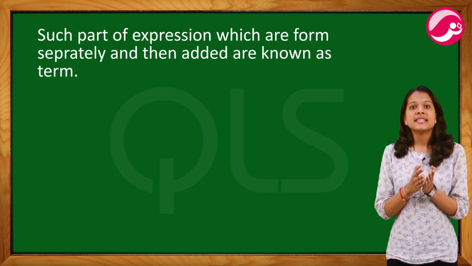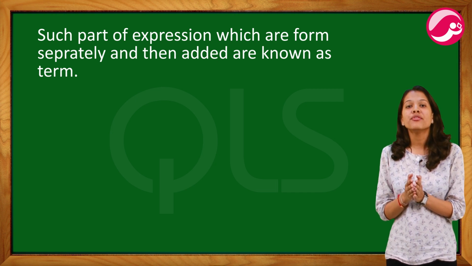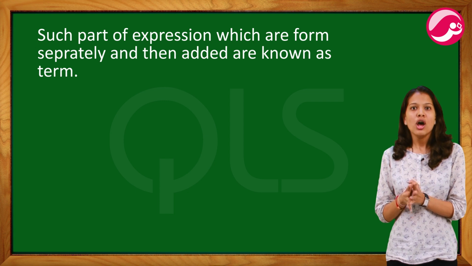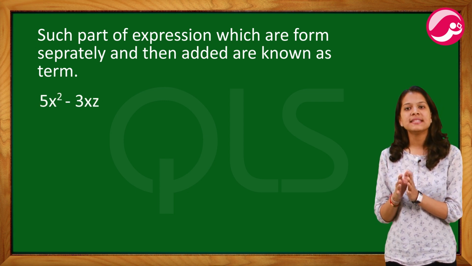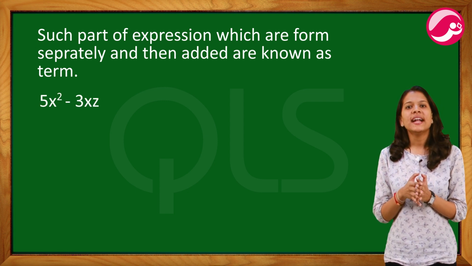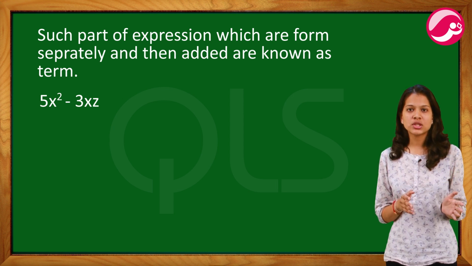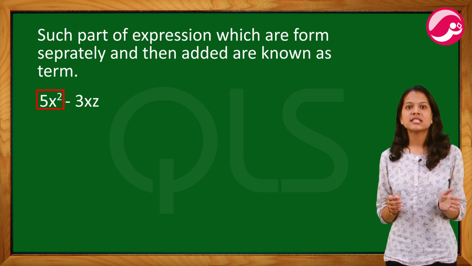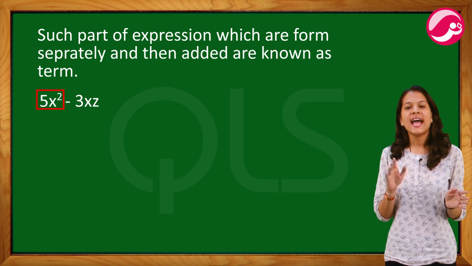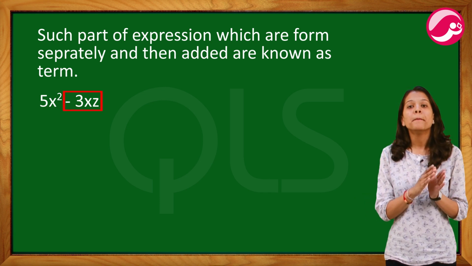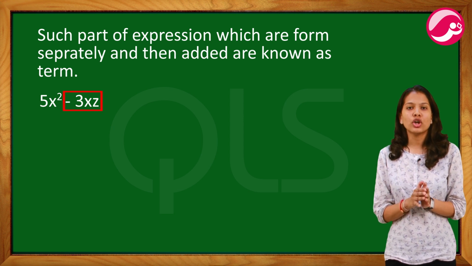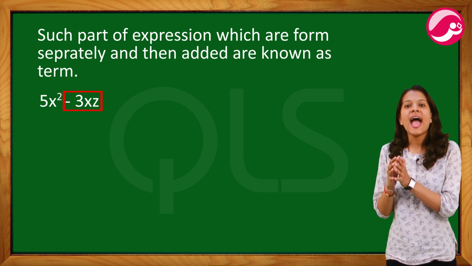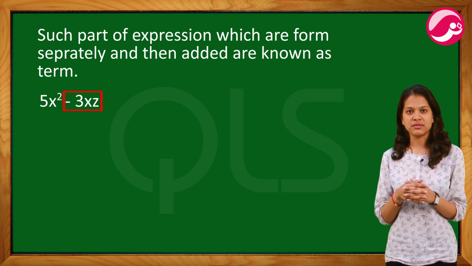Such parts of an expression which are formed separately and then added are known as terms. Look at the expression 5x squared minus 3xz. We say that it has two terms, 5x squared and minus 3xz. The term 5x squared is a product of 5x and x. Similarly, the term minus 3xz is a product of minus 3x and z. So, the terms are added to form algebraic expressions.